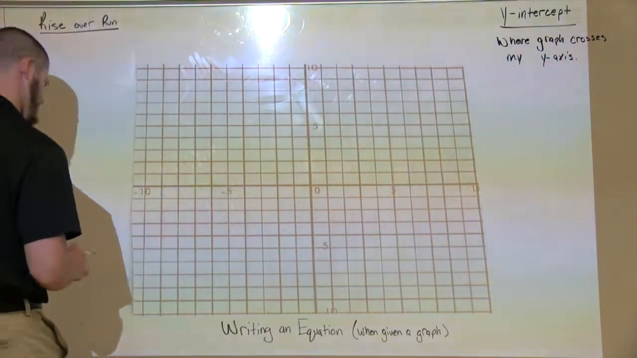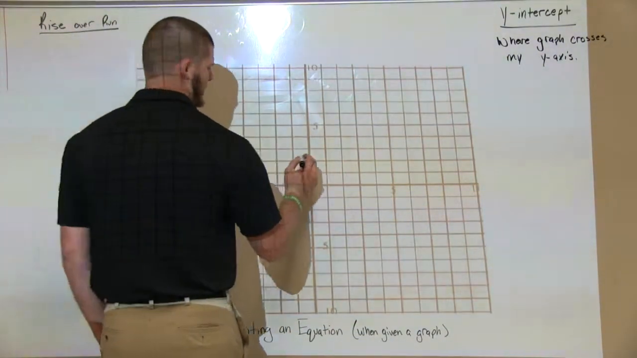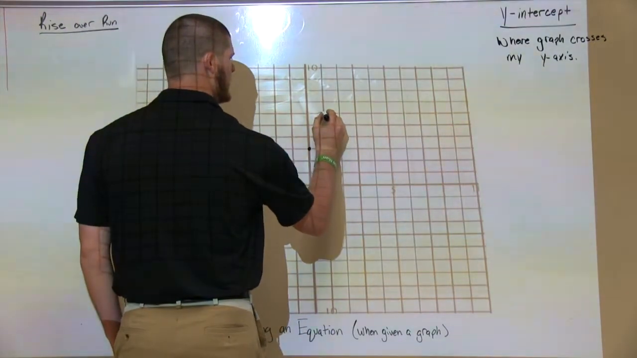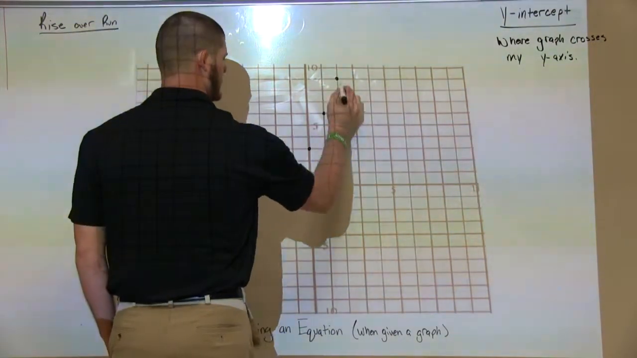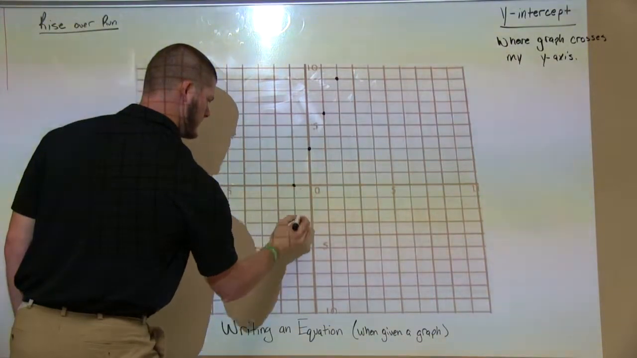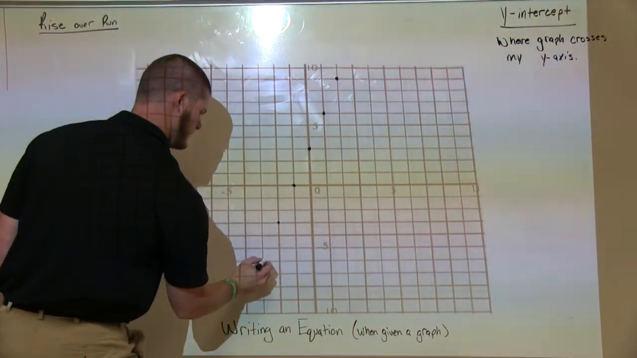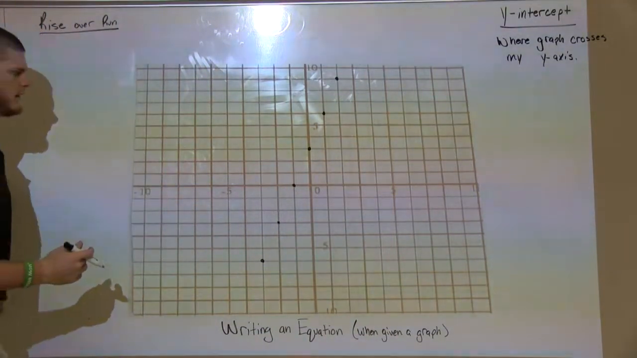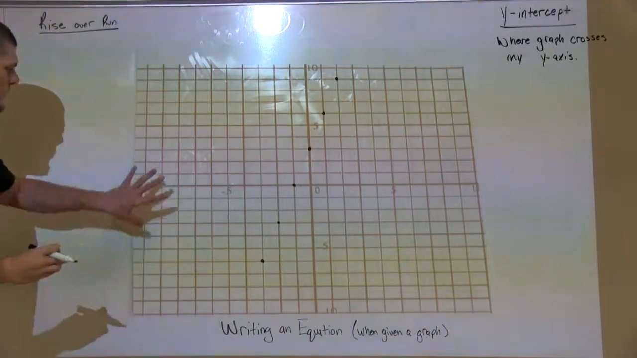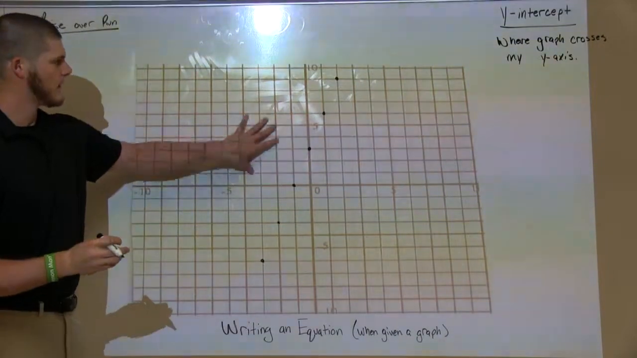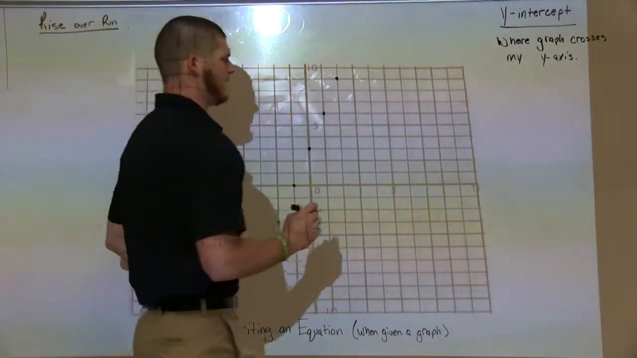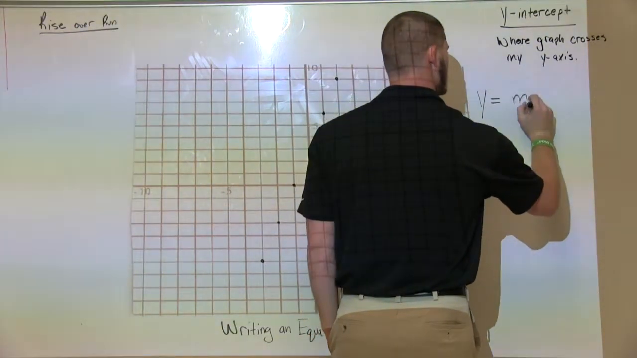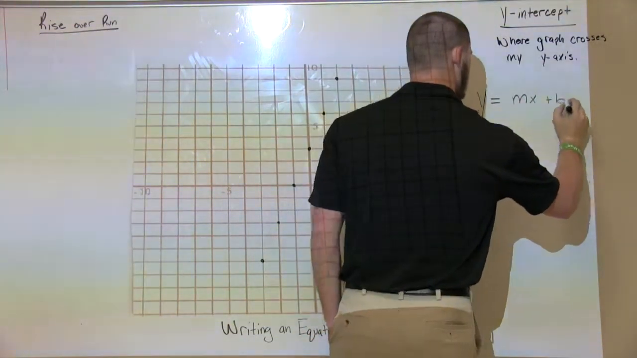So let's take, for example, this equation right here. We have plot points on our graph now. When we're looking for an equation from a graph, I know that I'm going to be writing a y equals mx plus b equation.